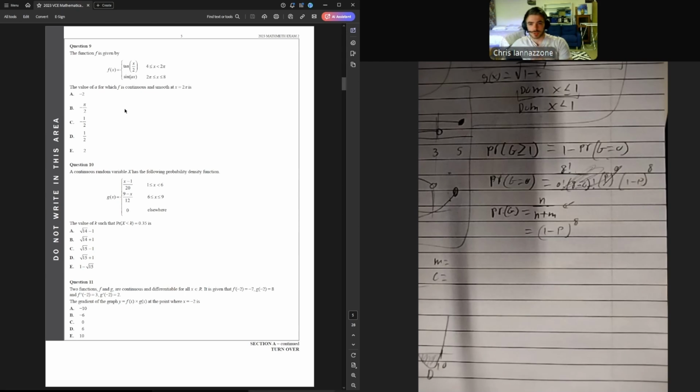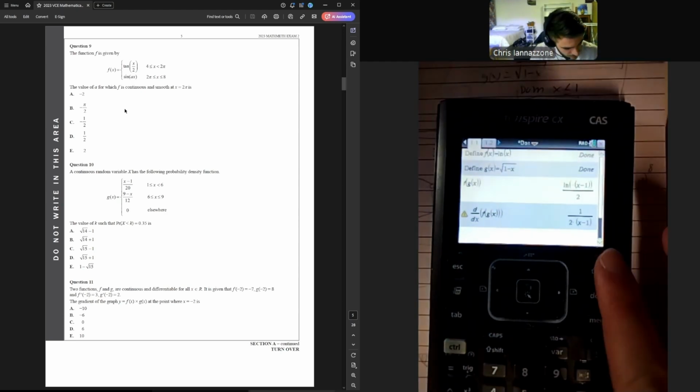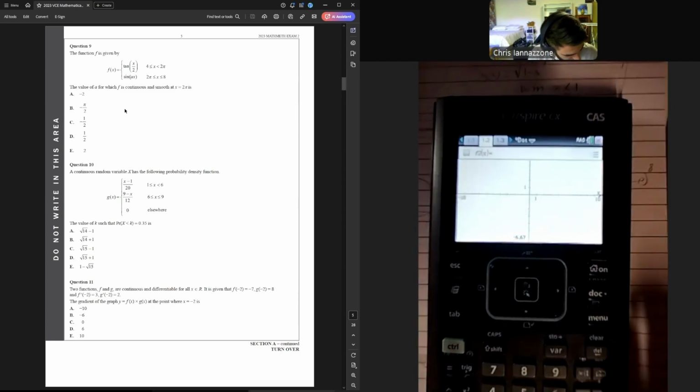Alternatively, you could just plot this on a CAS and then just sub in each of the possible answers and then just see which is continuous and smooth at the same time. That's what I think I'll do. So with that in mind, let's get to sketching. So we can do our piecewise.